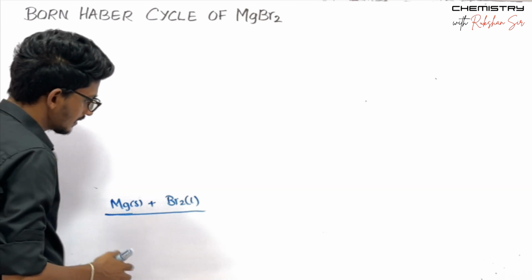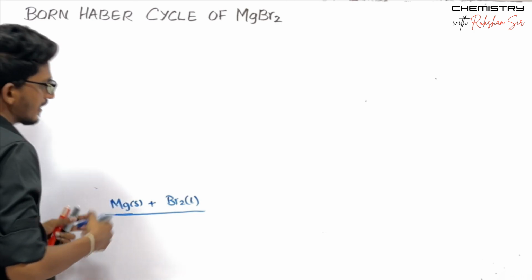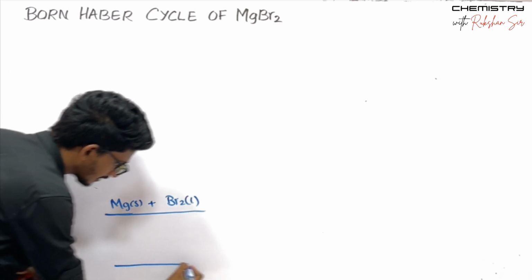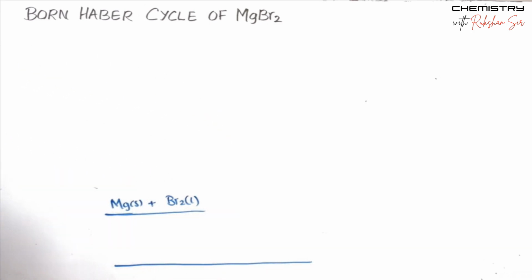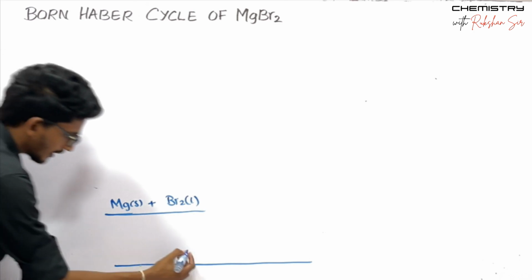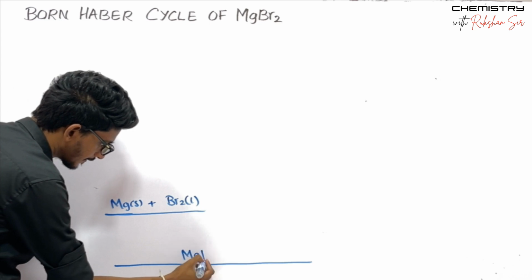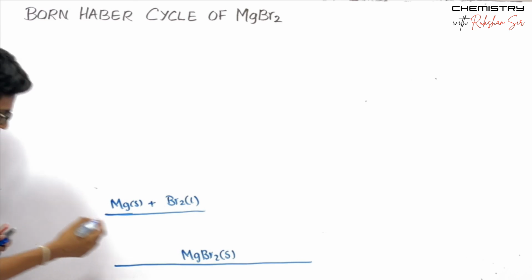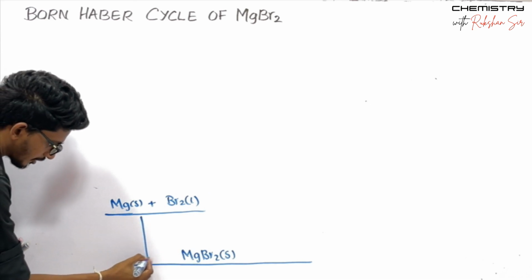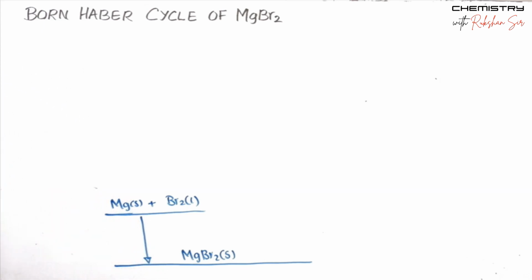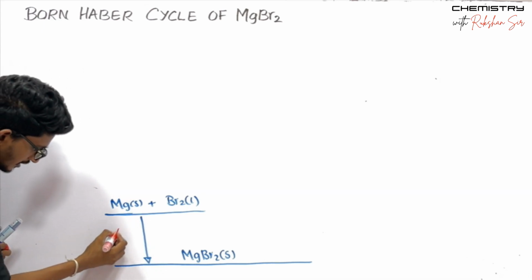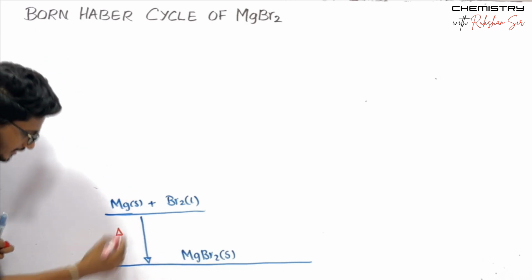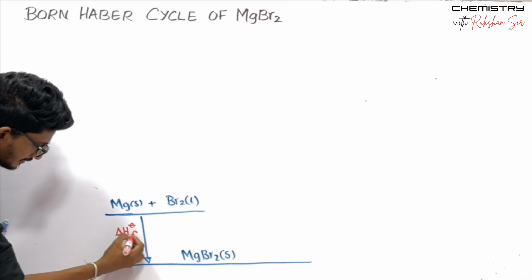Then we need to come up with the solid ionic compound here. Solid ionic compound, the second thing to draw. So that is magnesium bromide solid. Now, this is referred to as the enthalpy change of formation. From the reference forms, you are producing the compound you need. Delta H naught f value, right?